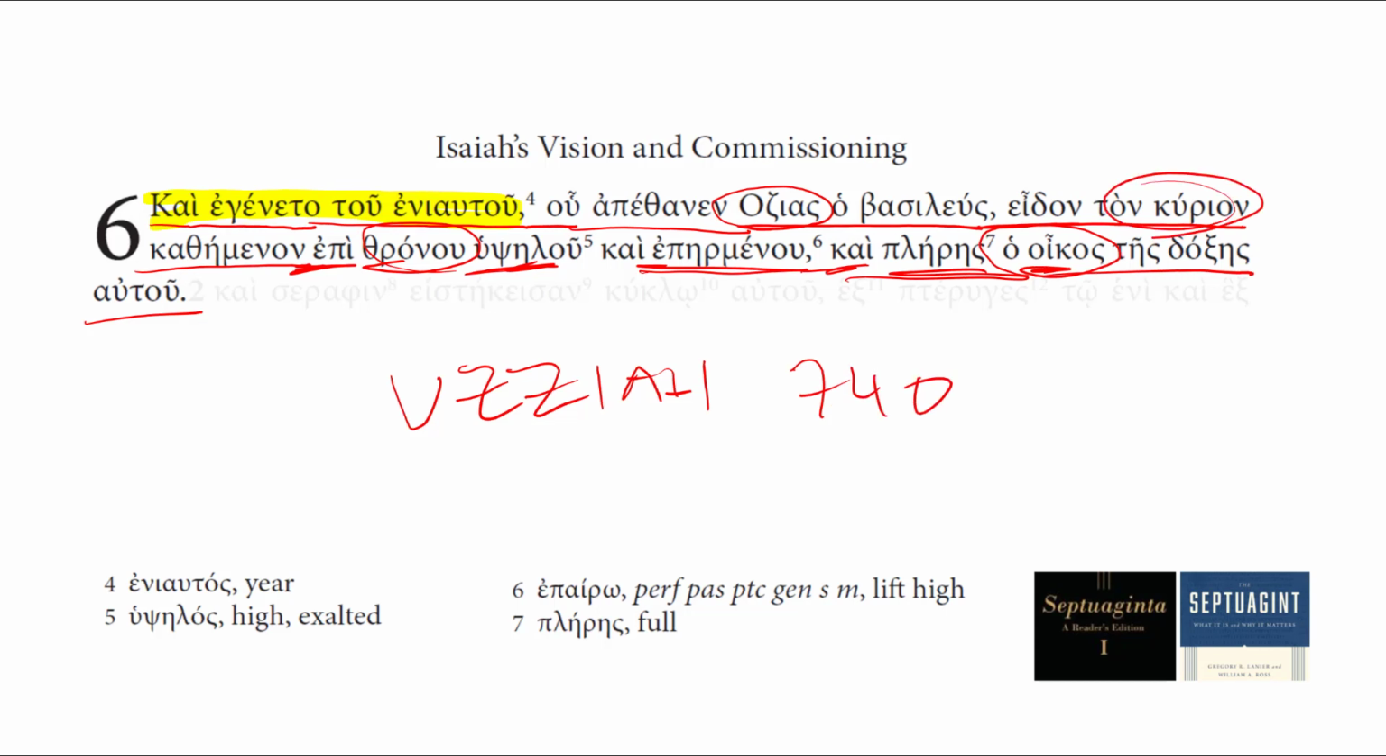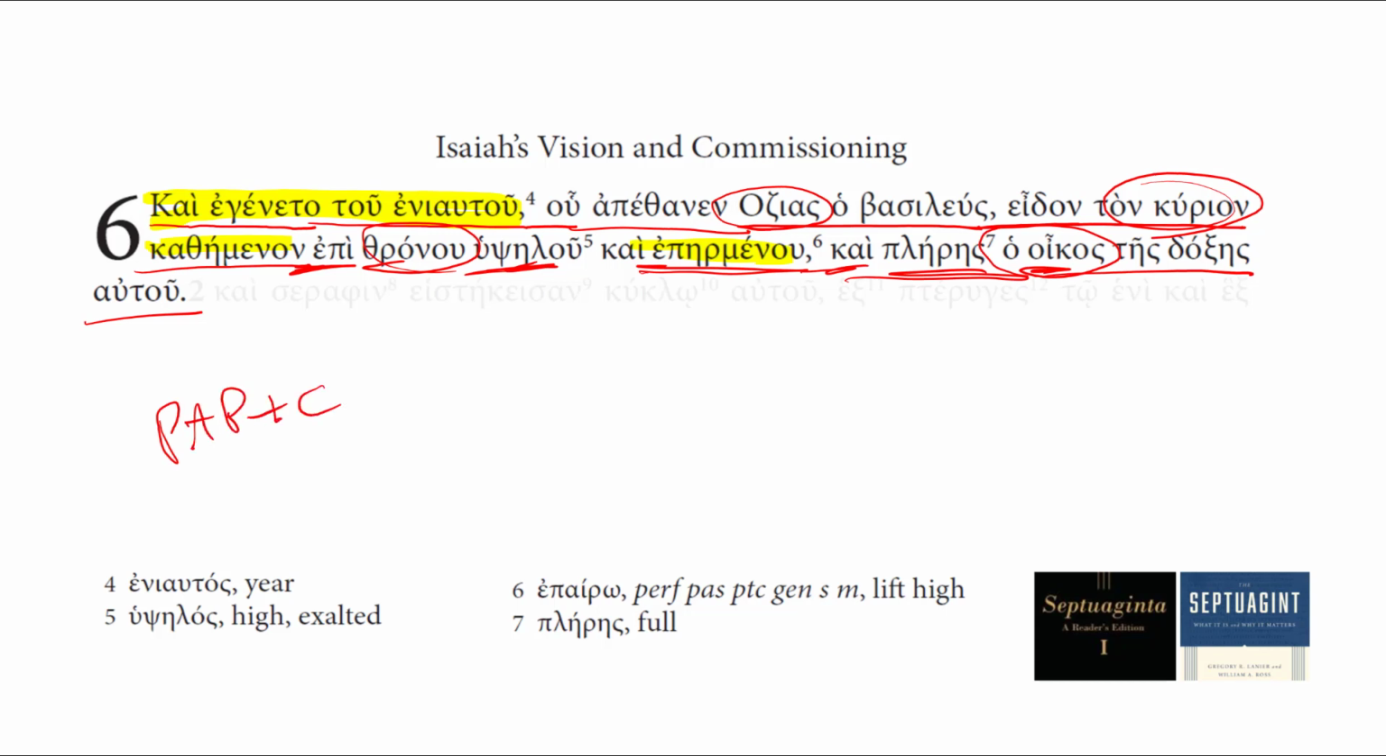The second feature I want to look at is this set of participles, kathēmenon and epērmenou. Kathēmenon is a present middle participle, accusative singular masculine, and it is functioning as an attributive here. Kathēmenon ton kyrion, agreeing in case, number, and gender. The Lord, comma, seated on a throne.